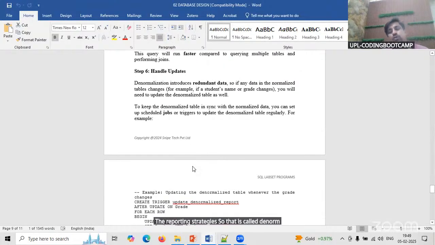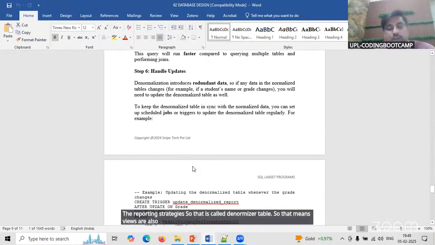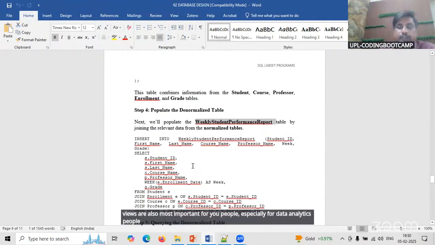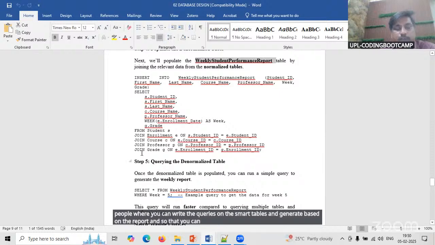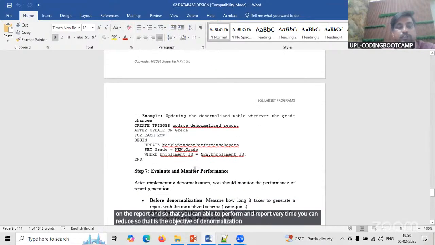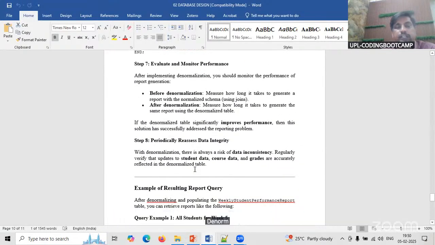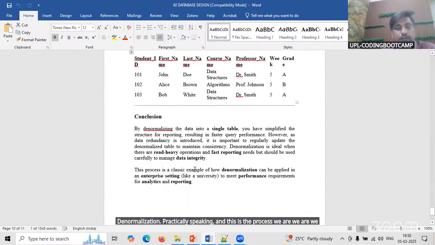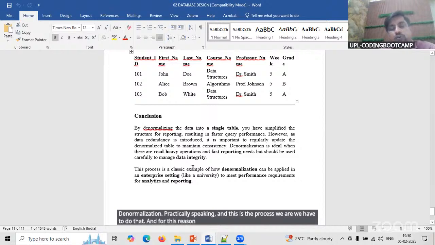So views are also most important for you people, especially for data analytics people, where you can write queries on the small tables and generate the report, so that you can reduce the report query time. That is the objective of denormalization, and this is how we can do it. Practically speaking, this is the process we have to follow. And for this reason only, now we are going to learn SQL. And in SQL, we are going to discuss DDL, DML, and DCL.